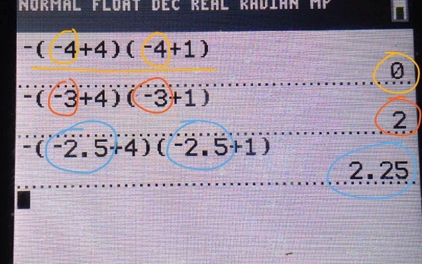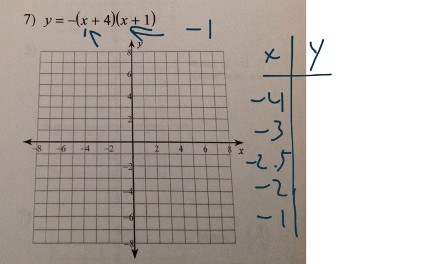Notice I did remember to put the negatives out front as well. Hopefully you guys noticed that. In other words, I typed it in exactly like in my calculator or on my paper, right? That's the exact function. Okay, so 0, 2, 2.25, we're almost ready to graph.